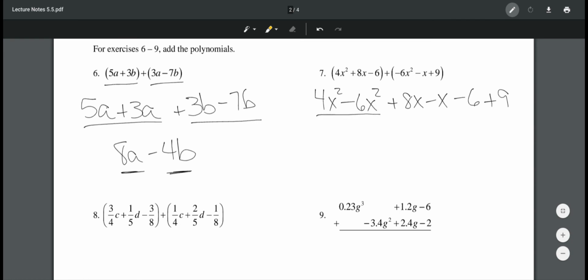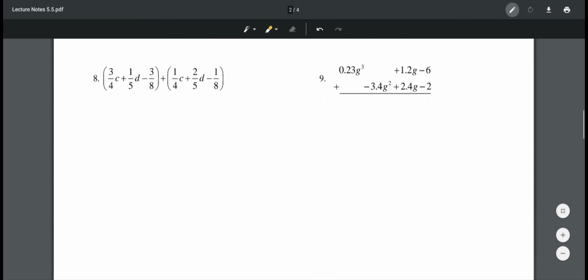When I add these two terms together, 4 minus 6 gives me negative 2x squared. Notice that I'm only changing the coefficients. I am not changing the exponents at all. When I add these two together, 8 minus 1 is positive 7x, and then negative 6 plus 9 is positive 3. And that would be my final answer.